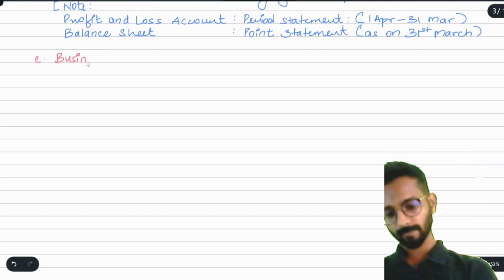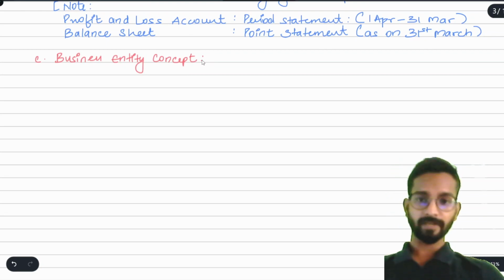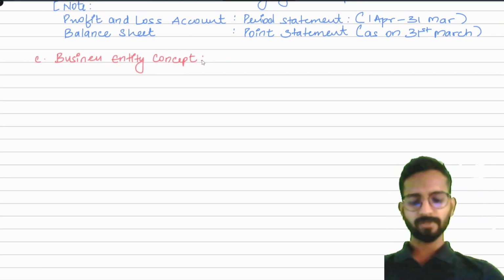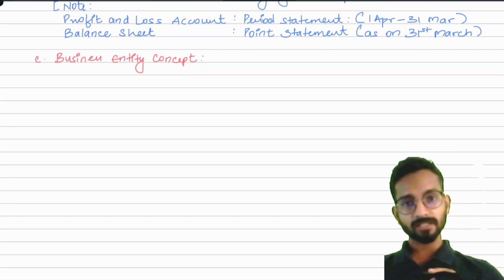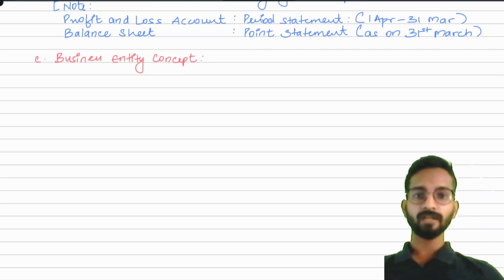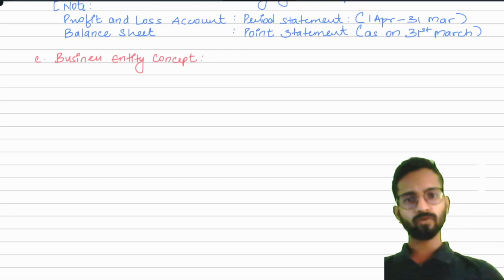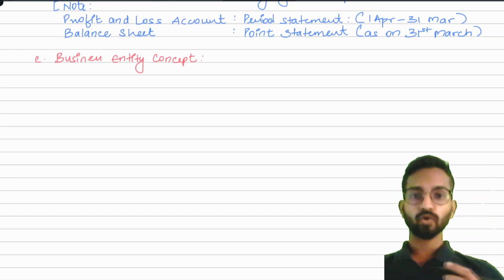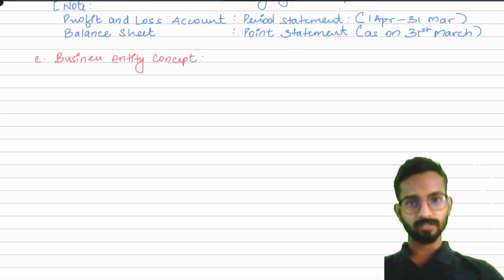Now, concept number 3 we have here. Business entity concept. Listen, be very careful, okay? What does the business entity concept say? It says that the owner of the business and the business itself, they both are different persons. Sir, but the owner owns the business, so whatever the owner is doing, that is correct. See, the owner has all the control of the business, okay?